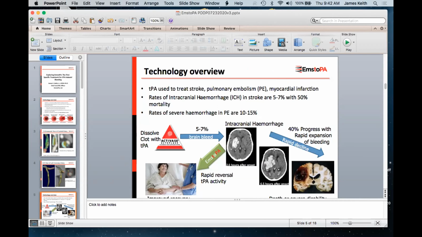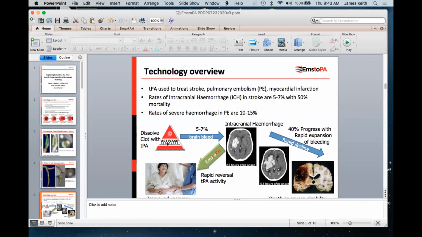So tPA has been used for over 20 years to treat ischemic stroke, pulmonary embolism, and myocardial infarction. And this bleeding side effect that we're talking about only occurs in a small percentage of patients treated with tPA, 5 to 7%. However, the bleeding is devastating and can result in 50% mortality. And for that reason, only a small percentage of the total stroke population or the other populations receive tPA. Both the physicians and the patients are wary of administering tPA unless it's a very severe episode.